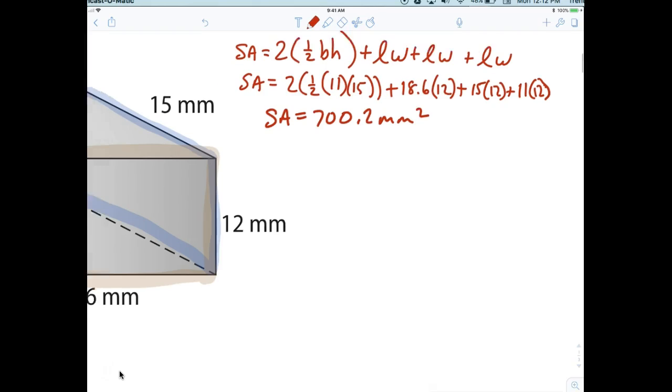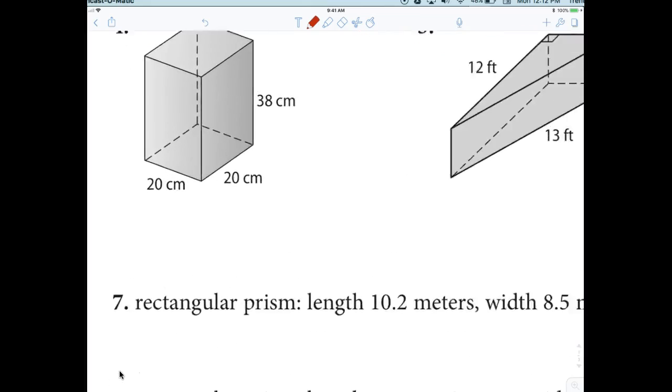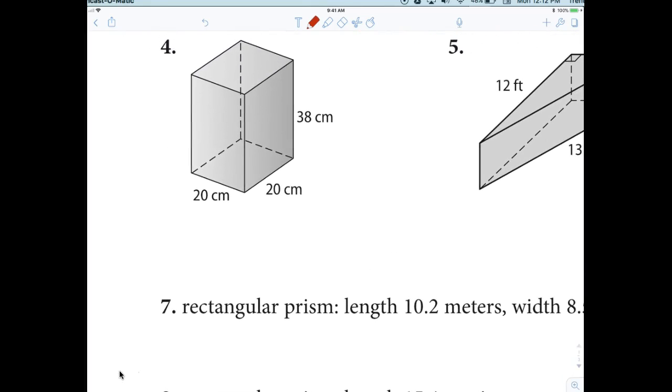All right, now let's go to the next shape before we move on. What is that called? A rectangular prism. Do you agree with that? And actually, you could call it a square prism, right? Because the base is a what? The base is a square.